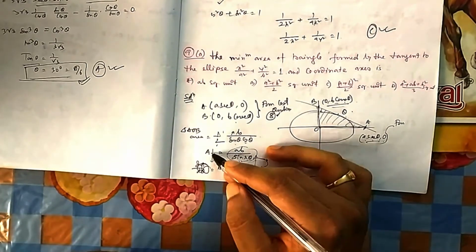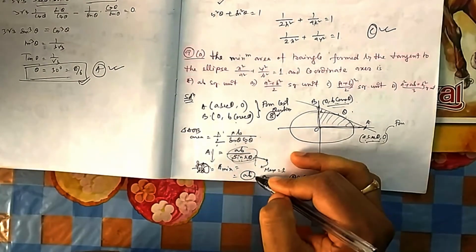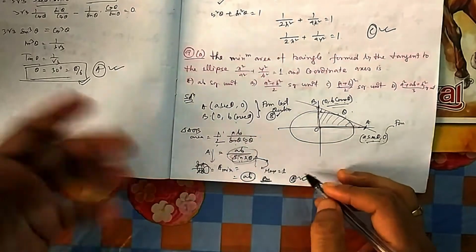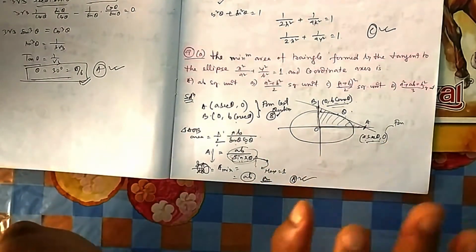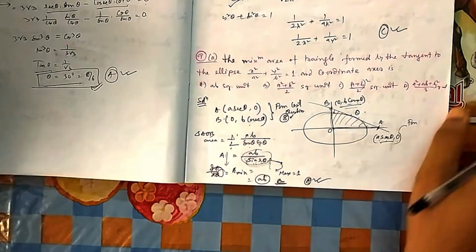If it is 1, then the value is minimum. So what will be the minimum value? If it is 1, then the minimum value will be AB. You can also prove it using differentiation. Make the derivative 0, and you will find the answer. Or from simple trigonometry, we can directly see it from the expression.